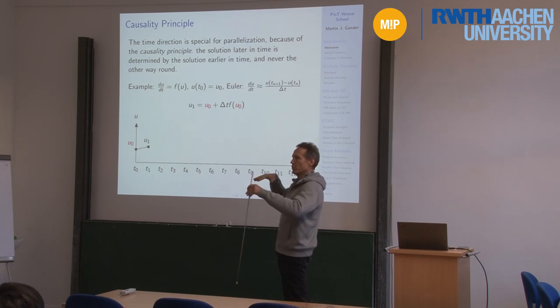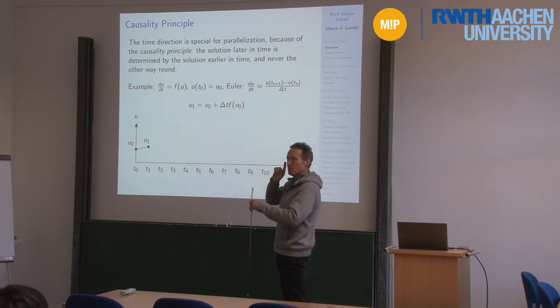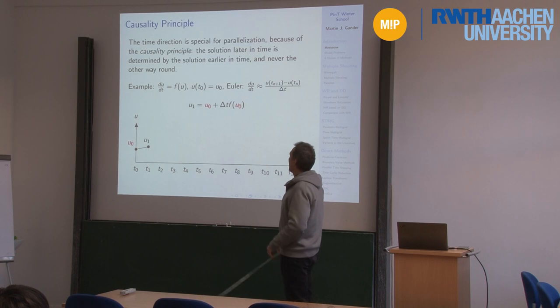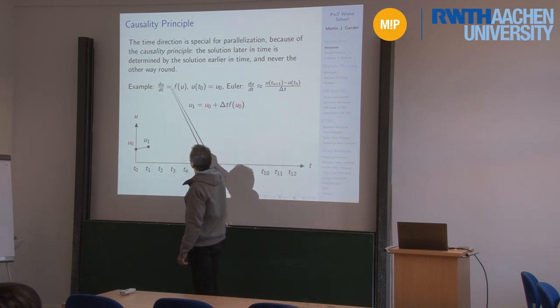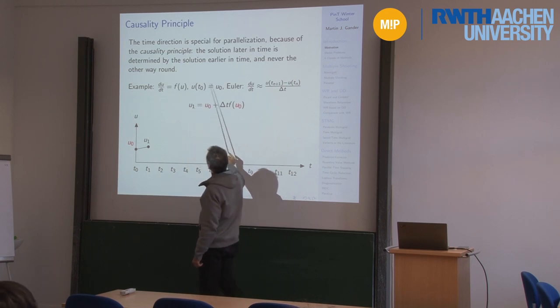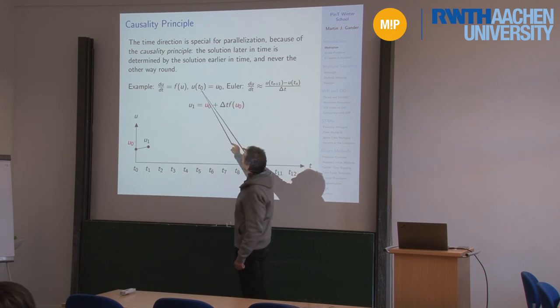The clouds are moving forward. And never is the weather earlier influenced by what happened later. It's completely one-directional. And to see this, we can take a simple example. This is a nonlinear ODE, a scalar ODE. We have a time derivative equals a nonlinear right-hand side function f that depends on u. We have some initial condition at some time t0.